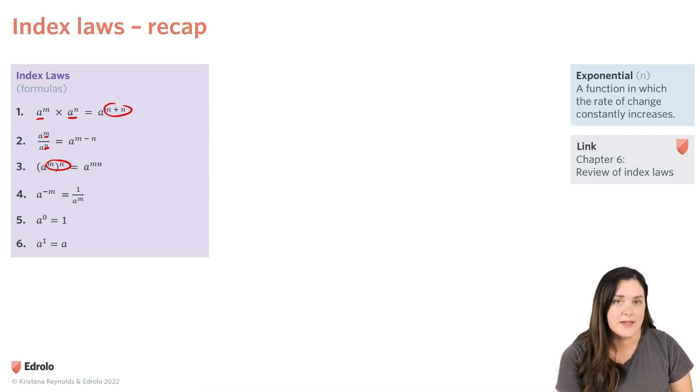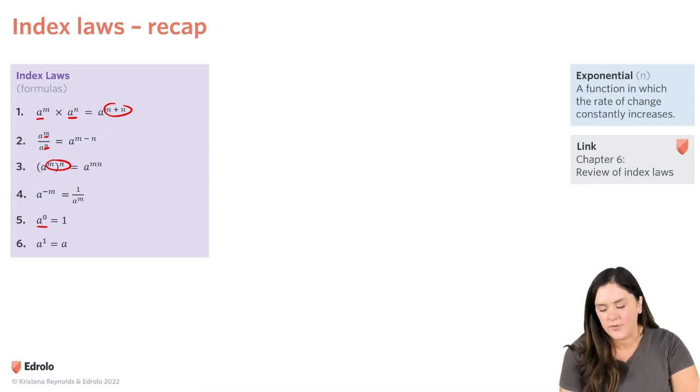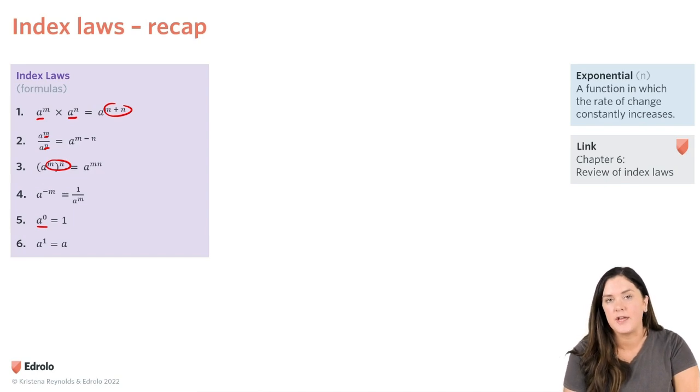As we saw previously as well, any number to the power of 0 gives 1, so a to the power of 0 equals 1. And lastly, quite obviously, a to the power of 1 equals a. I've put a link on the right-hand side here as well. This is from chapter 6, just a review of your index laws.